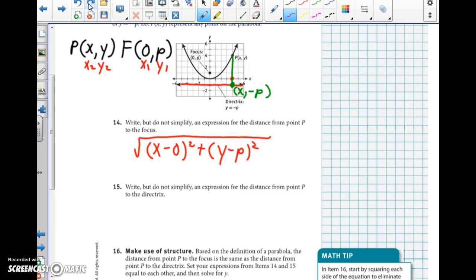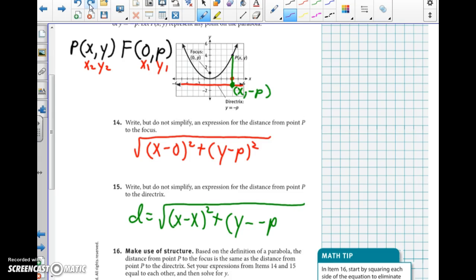Now your job is to do this next. Find the distance from P, (x, y), not to the directrix itself, but to that point on the directrix, (x, -p). That's easy enough. The distance is the square root of (x sub 2 minus x sub 1) squared, which is (x minus x) squared, plus (y sub 2 minus y sub 1) squared, which is (y minus -p) squared. And there's the answer.